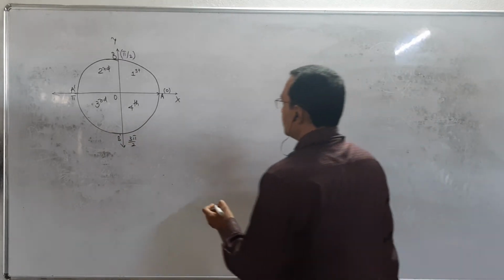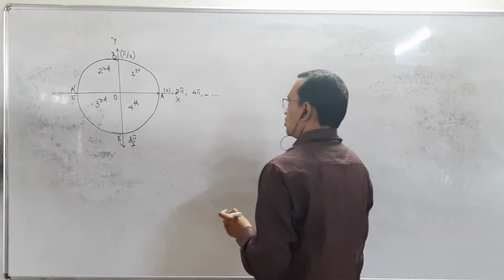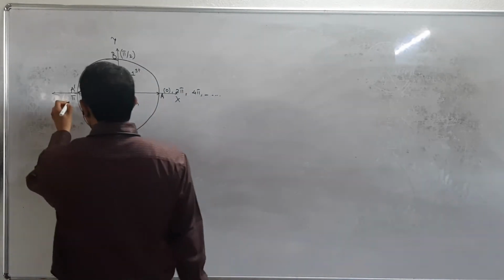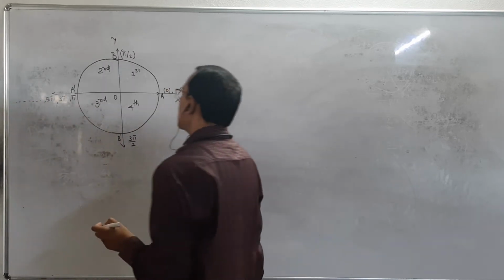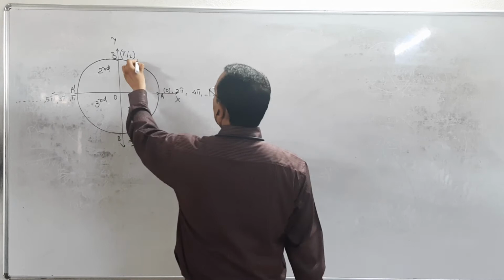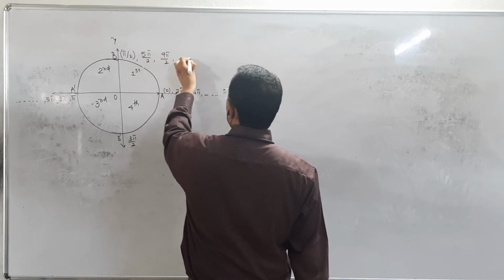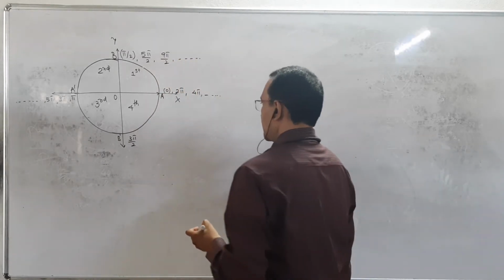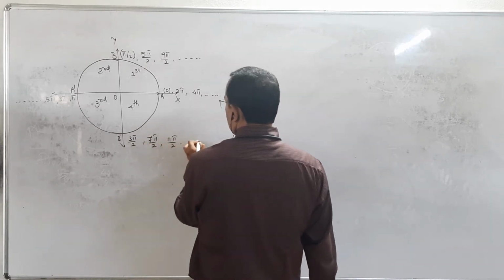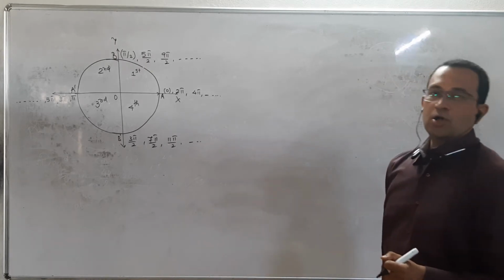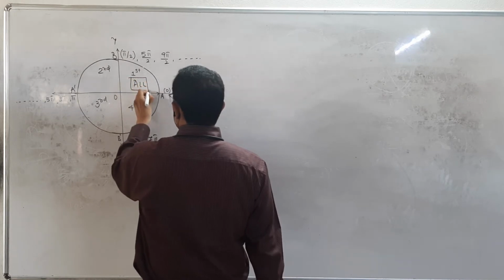Then at A we have all even pi's: 0, 2 pi, 4 pi, 6 pi and onwards. At A dash we have all odd pi's: 3 pi, 5 pi, 7 pi, 9 pi and onwards. Here at a gap of 4, so again this will be 5 pi by 2, 9 pi by 2, 13 pi by 2 and onwards. Here 7 pi by 2 plus 4, so 11 pi by 2 plus 4, so 15 pi by 2 and onwards. All of it, as we see, is in the first quadrant, all positive, it's all T functions.